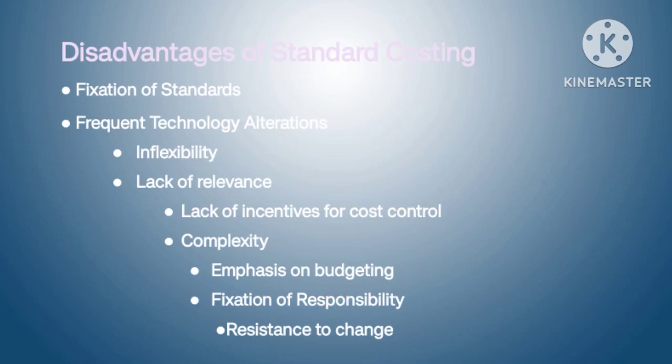Next one is fixation of responsibility. In case of any lapse, the job of fixing staff accountability is a difficult one. In case of a standard costing system, such accountability can be fixed only for the controllable variances and not for the uncontrollable variances. But to establish whether a variance is controllable or uncontrollable is always a tough exercise due to the fact that variances controllable at one point of time may become uncontrollable at another point of time.